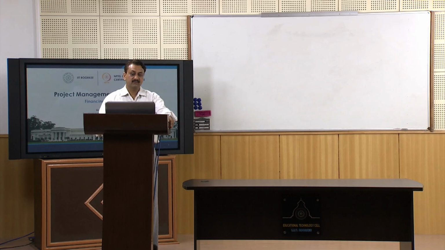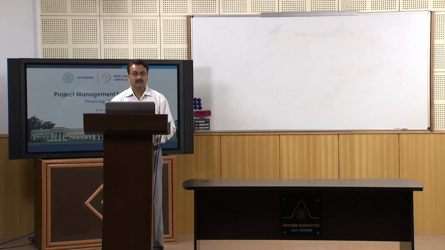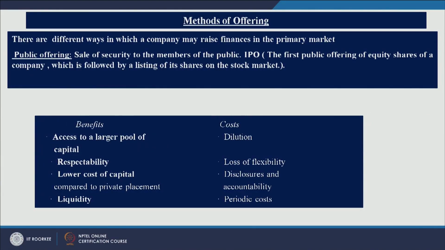Now, let us look at a couple of methods of offering these shares. The first one is the initial public offering, also called IPO. When you go for an IPO, you will have certain benefits and certain costs. The benefit is that you have access to a large pool of capital, and it means you are quite a respectable company, and there is a lower cost of capital in this case. And there are certain costs involved in this method of offering.